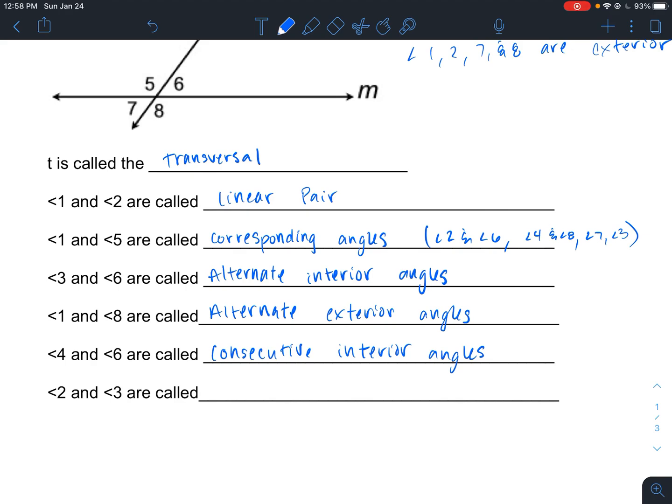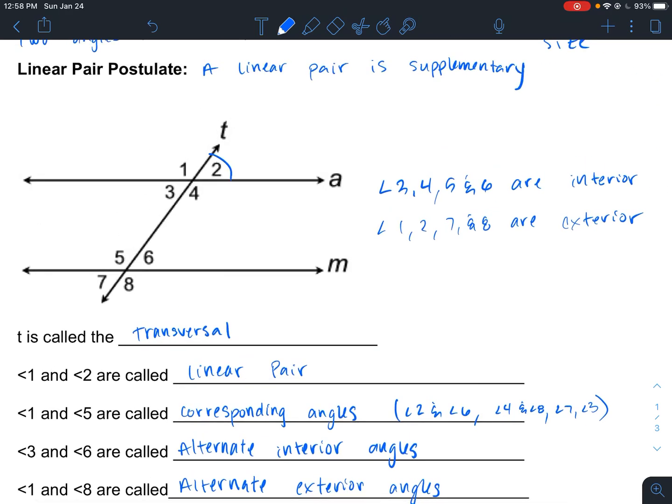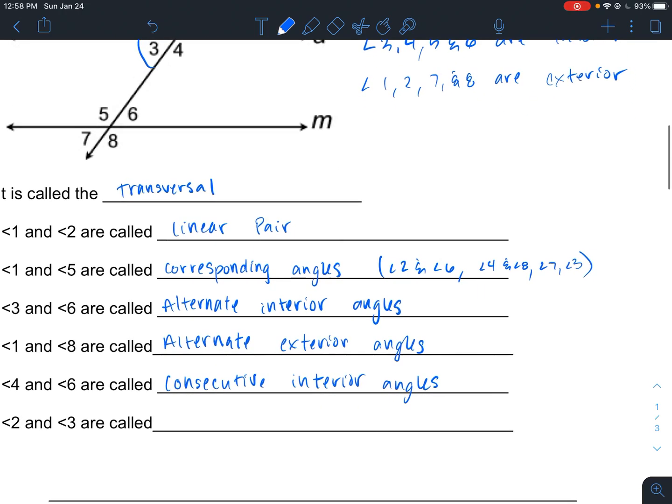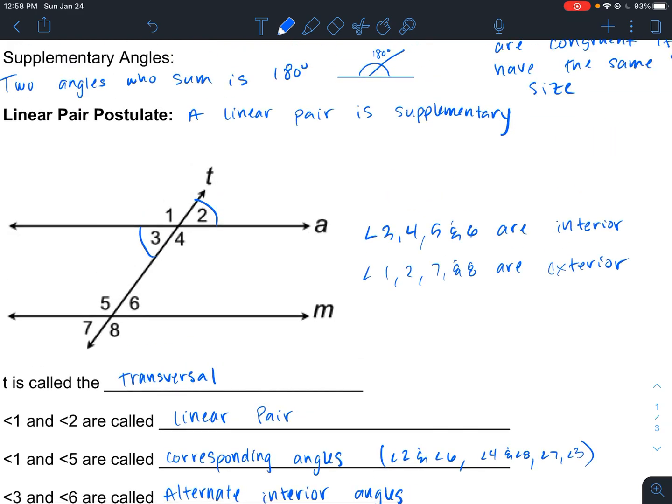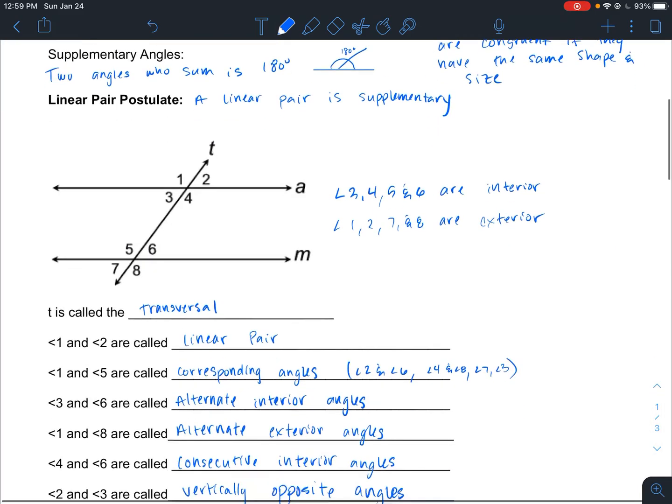And then 2 and 3, or sorry, 2 and 3, we call these vertically opposite angles. Or in short, we usually just refer to them as vertical angles. Now, we call them vertical angles because they are just vertically the direct opposite of each other. So 1 and 4 are also vertical angles. 5 and 8 are also vertical angles. 7 and 6 are also vertical angles.